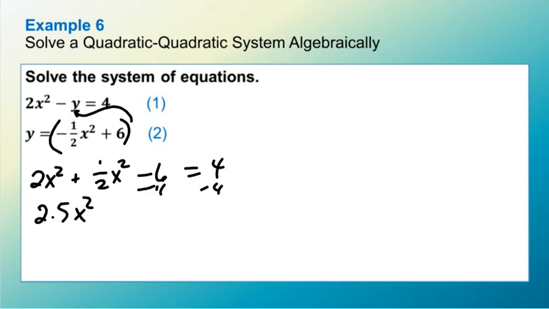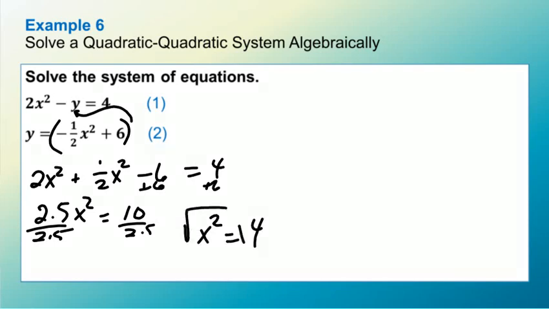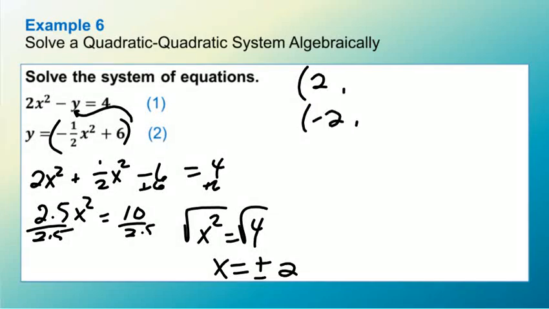I'm just going to add 6 to both sides. This is going to give me 10. Divide this by 2.5. So 10 divided by 2.5 gives us 4. So I have x squared equals 4. If I find the square roots, x would equal a positive and a negative 2. So if x is 2 and x is -2, I can substitute those in to find my y coordinates. I'm going to do that in this top one.